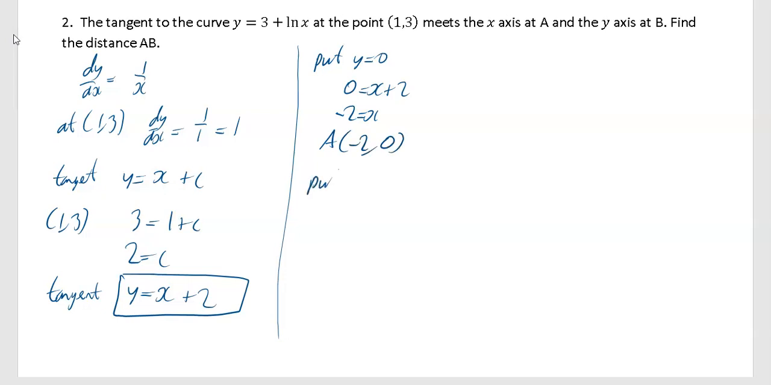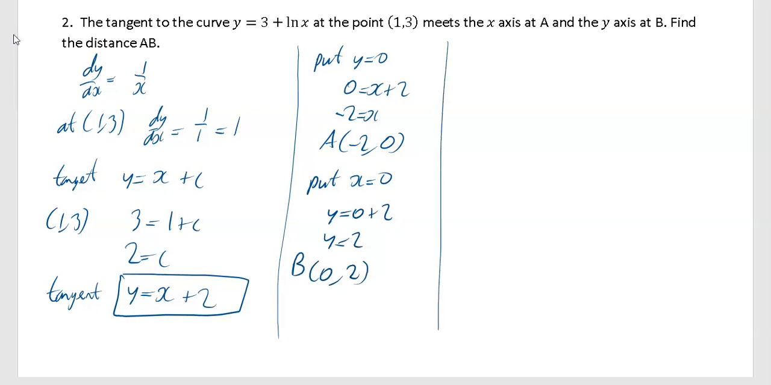We're also going to put your x equal to 0. So you're going to have y is equal to 0 plus 2. So y is equal to 2. So that gives you the point 0, 2, and that was your B point. So you've got your A and your B. We could do a diagram here if we need to, or you could just jump straight to your distance formula. I'm just going to do a diagram just to explain this a bit better.